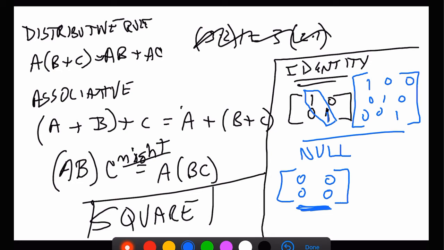And adding 0 to 5 is still 5. Adding a whole bunch of zeros to a matrix still leaves that matrix. Multiplying 0 times 5 gives us 0. Multiplying the null matrix times another matrix gives us 0. So the null matrix is the matrix equivalent of 0, and an identity matrix is the matrix equivalent of 1.